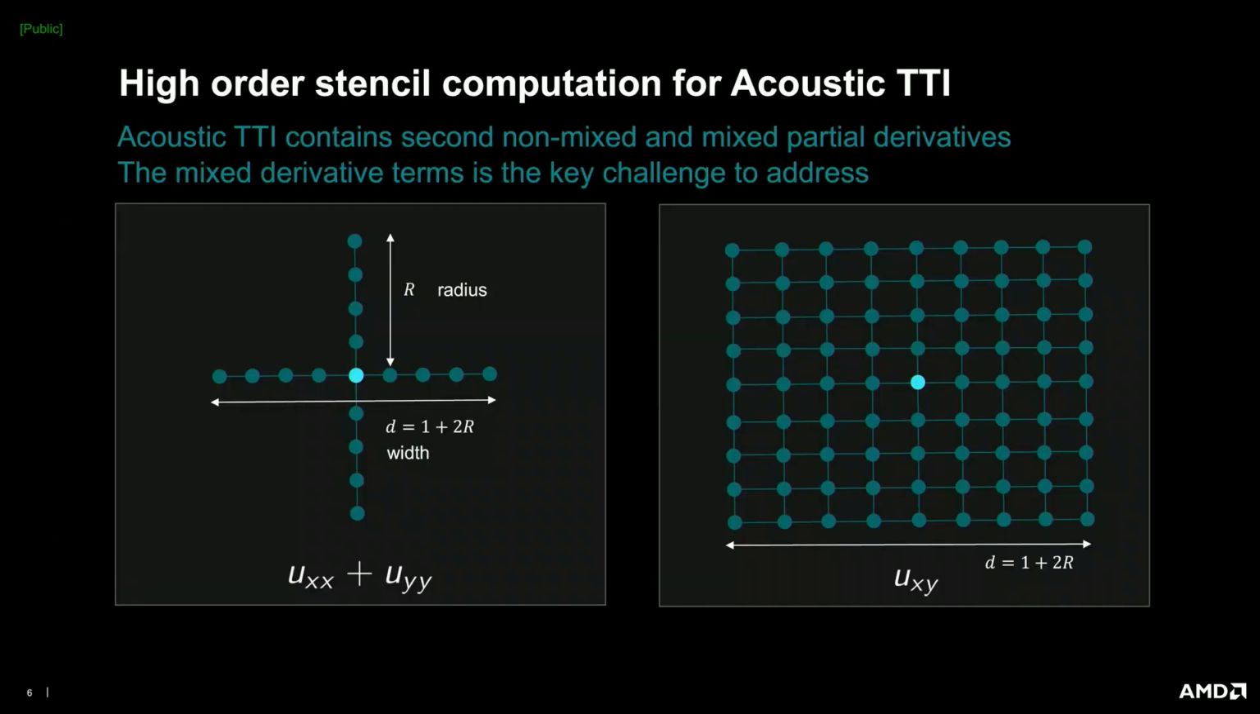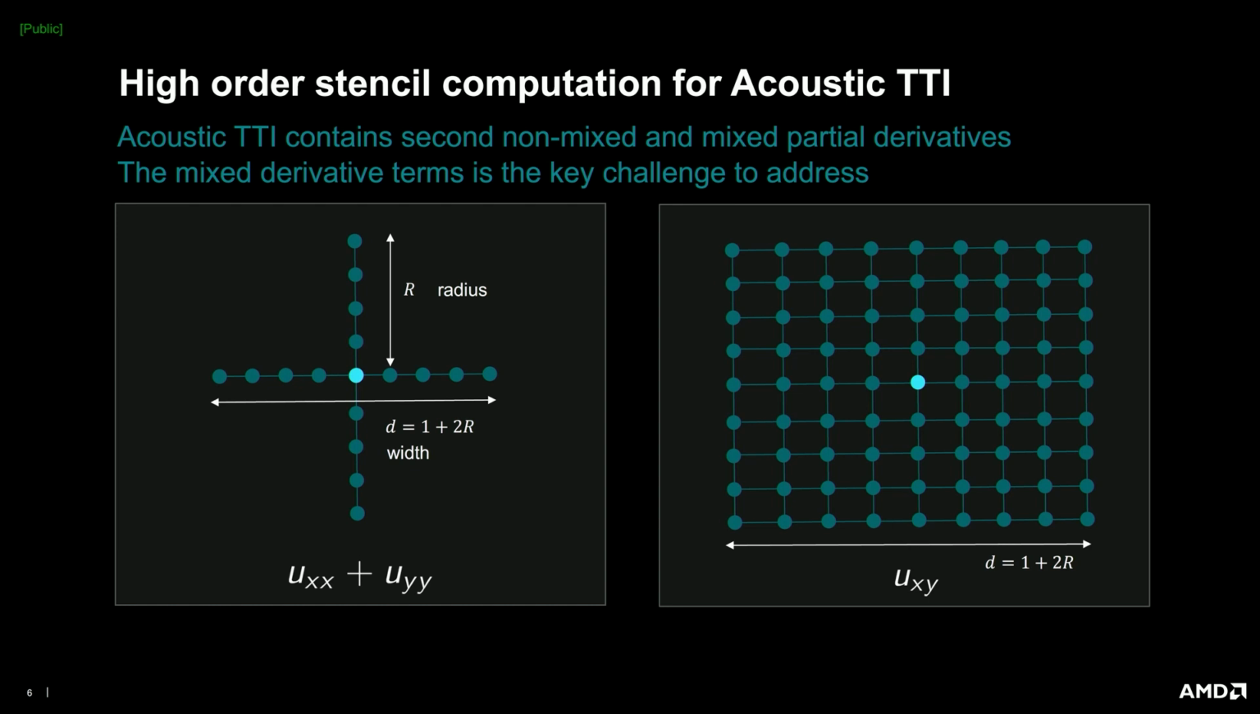So let's get started and move on to stencil computation. In particular, we're looking at acoustic TTI. When you solve that in second-order form, you find that 2 types of stencil patterns emerge. You have the star-shaped stencils coming from your divergence terms, but then you also have these rectangular stencil patterns that come from your mixed derivatives.